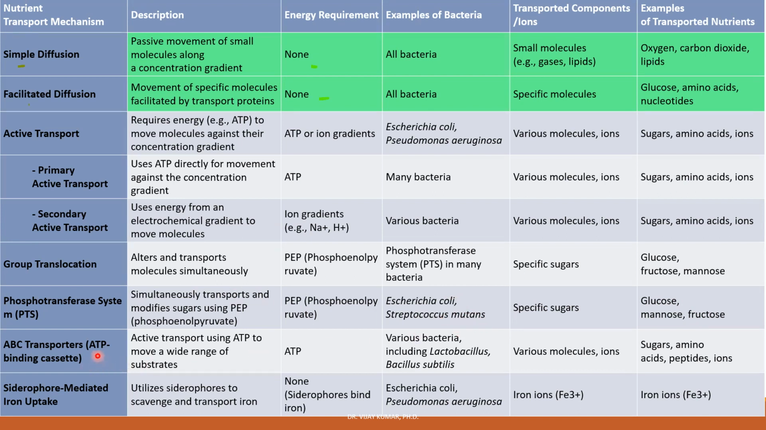Then the ATP binding cassette system. Here it is active transport using ATP to move a wide range of substrates. Here energy is ATP, and it includes various bacteria, and various molecules can be transferred. For example, amino acids, peptides, and ions are transferred in this way.